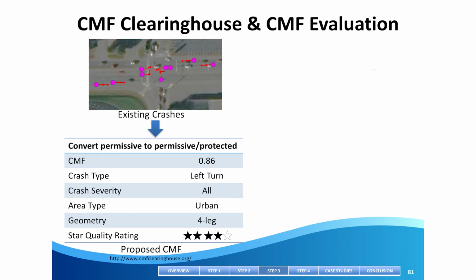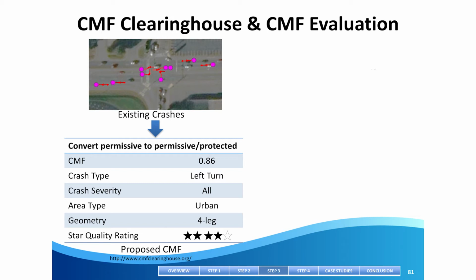And then, like I said, each CMF has some specific characteristics associated with it. So this specific CMF is 0.86. So that represents a 14% reduction. So basically 1 minus that gives you the percent reduction. So a 14% reduction in left turn crashes, and those are all left turn crashes, not specific severities.